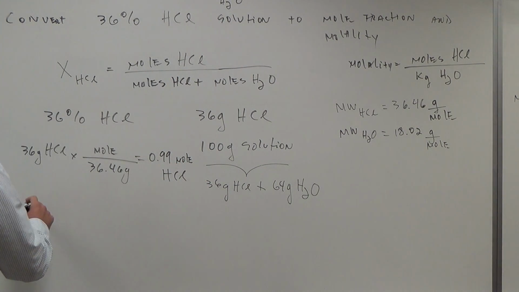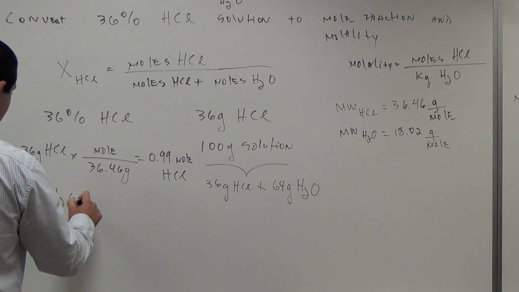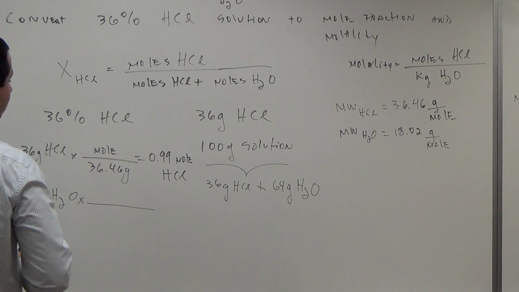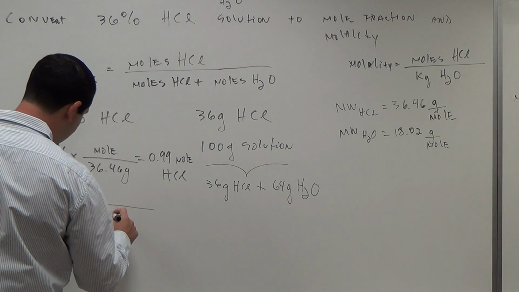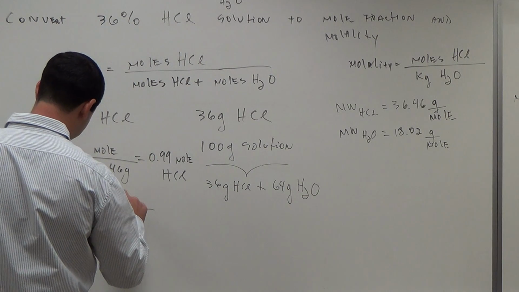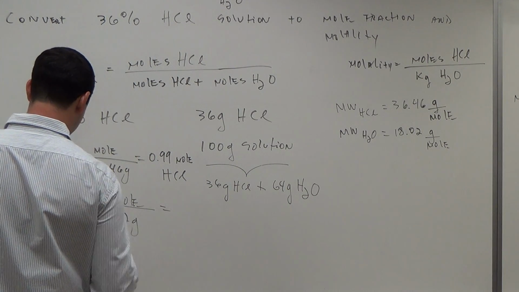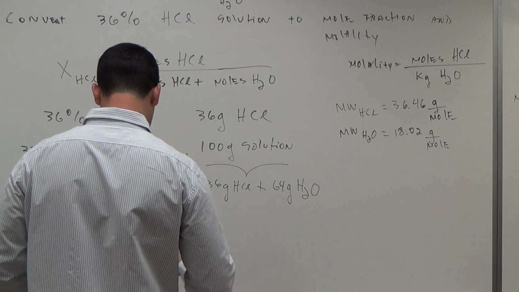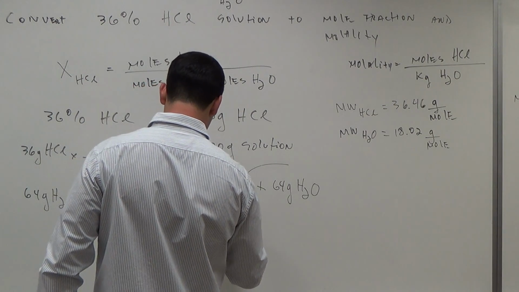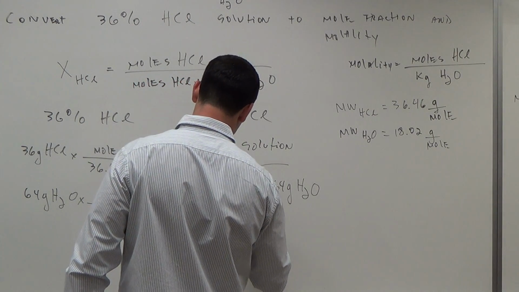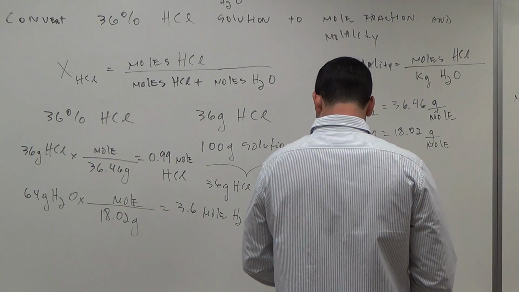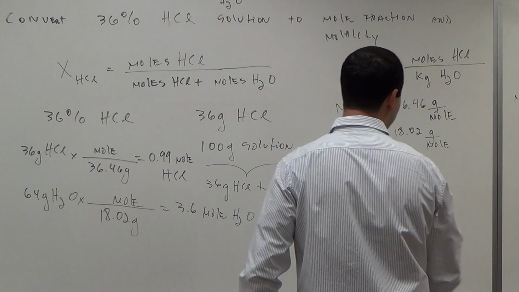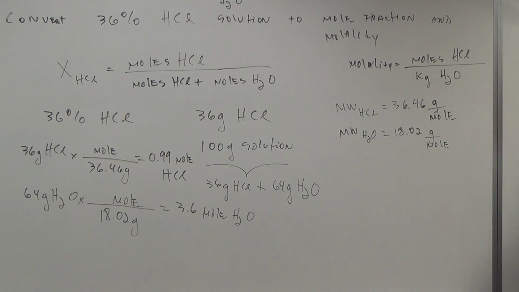And now, moles of water. How much water do I have? 64 grams of water. Divide by the molecular weight. How much does that give you? 3.6 moles of H2O. Yes or no? Go ahead, don't wait for me to do the problem so you can look at the board. You do it by yourself and then you check.